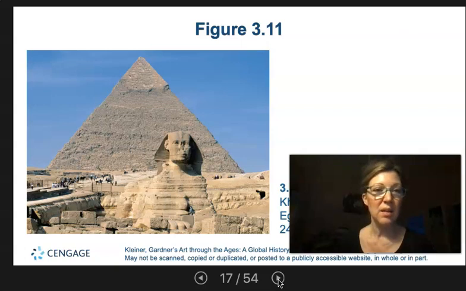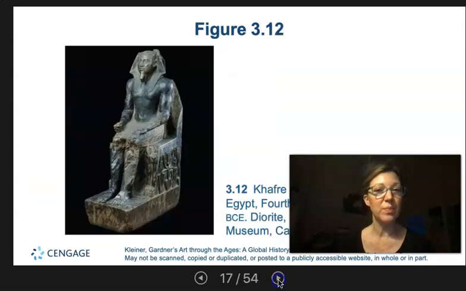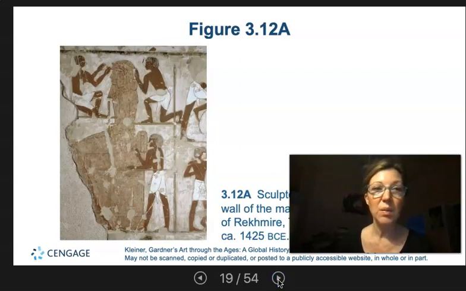This is the Sphinx, which everyone knows about, but it's significant that the stone for this monument came from the Giza Plateau, so pretty nearby. This is Khafre. He is the guy we are honoring with the Great Pyramid. Okay, we've got sculptors at work here.